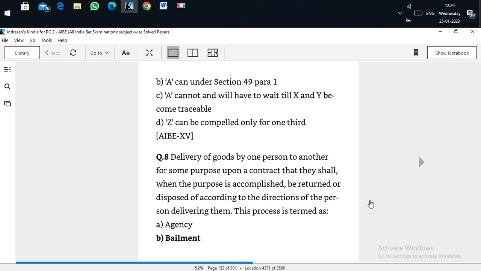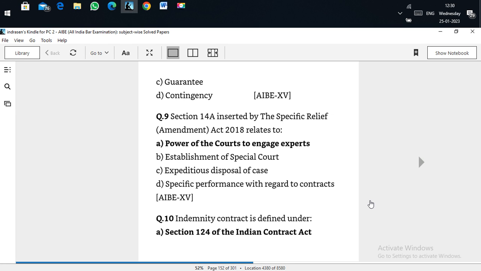Delivery of the goods by one person to another person for some purpose upon a contract, they shall, when the purpose is accomplished, be returned or disposed of according to the directions of the person delivering them. This process is called the bailment. Section 14A, inserted by the Specific Relief Act Amendment 2018, related to the power of the courts to engage the experts.